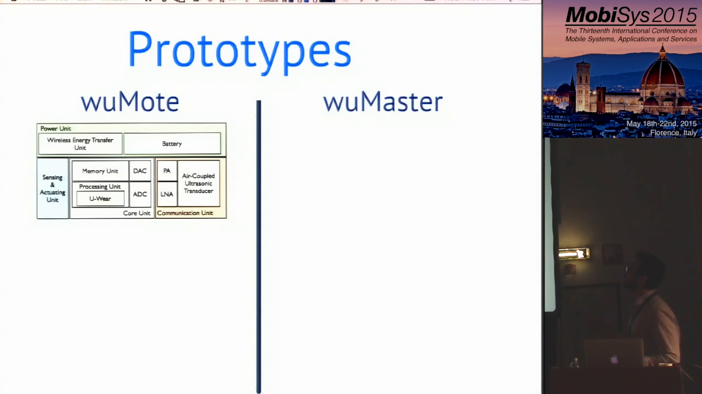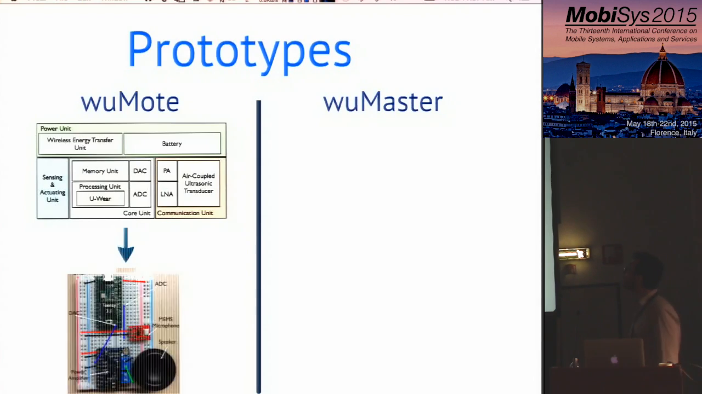This is the general architecture of the node. We have a core unit with memory and processing unit where UWare is running. We have a communication unit: power amplifier, the transmitter, low noise amplifier, the receiver, and a couple of ultrasonic transducers, of course. The sensing unit can be anything: an accelerometer, a gyroscope, a glucose meter, or even actuators, for example, a neurostimulator. For the power unit, we need a battery, of course, and we can also have a wireless energy transfer unit to wirelessly charge the battery.